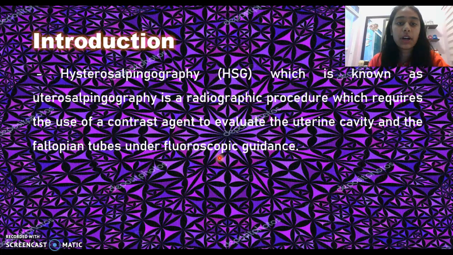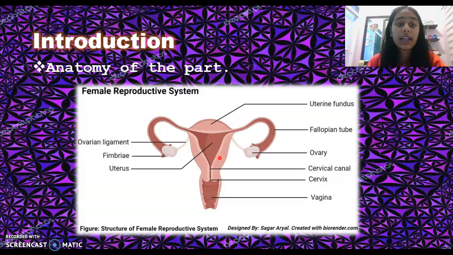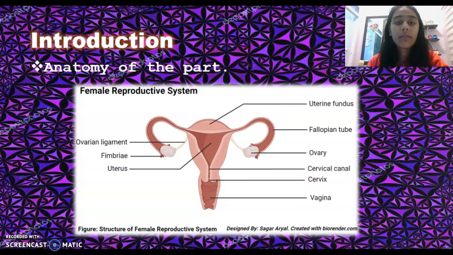Okay, so I have chosen Hysterosalpingography (HSG), which is also known as uterosalpingography. It is a radiographic procedure which requires the use of a contrast agent to evaluate the uterine cavity and the fallopian tubes under fluoroscopic guidance. This is the anatomical part of the female reproductive system.